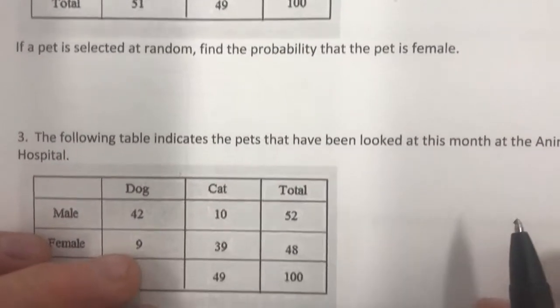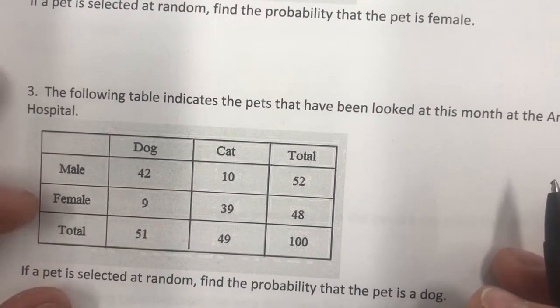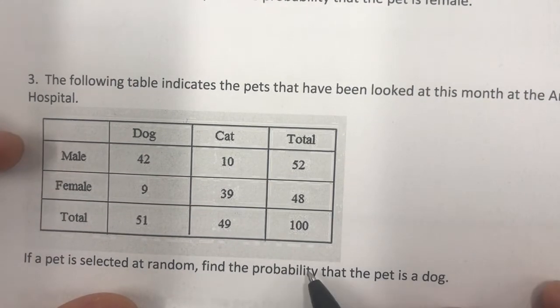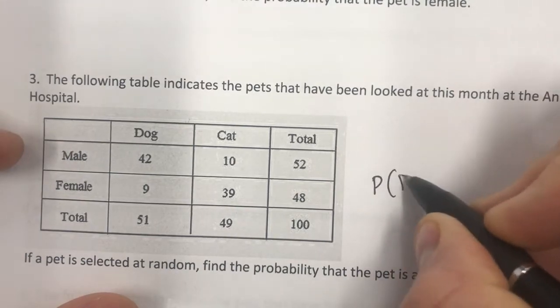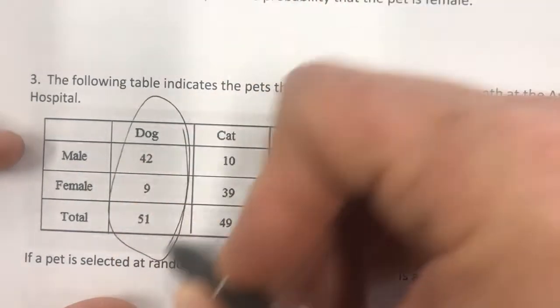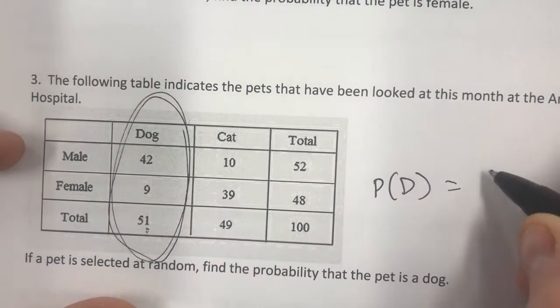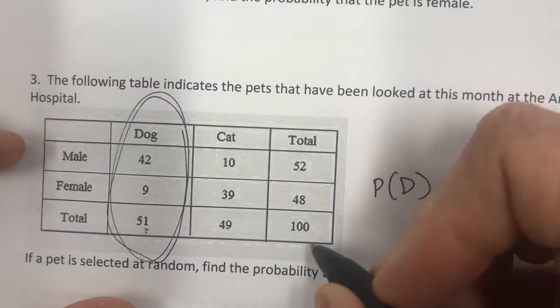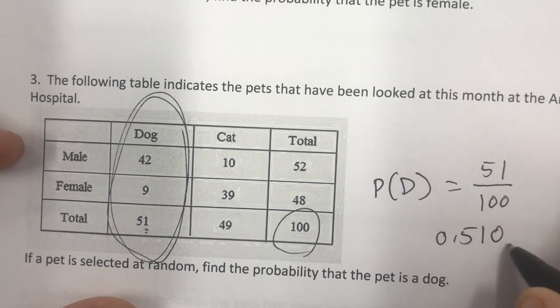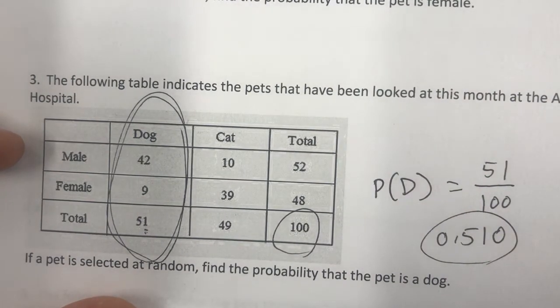What about this one here? Find the probability that the pet is a dog. So we look at dogs. Here's dogs right here, and the total dogs are 51 out of 100 total. So this is going to be 0.51. I'll add a 0 on there to make 3 places as needed for the problem.